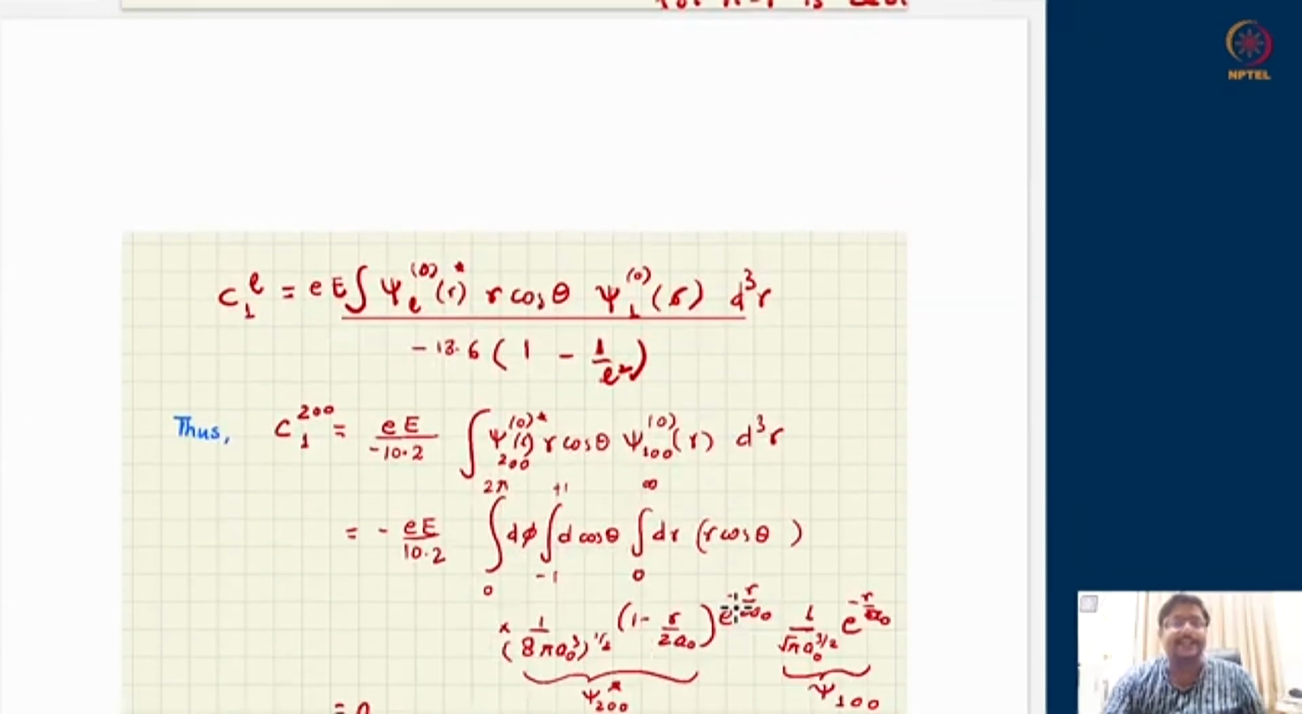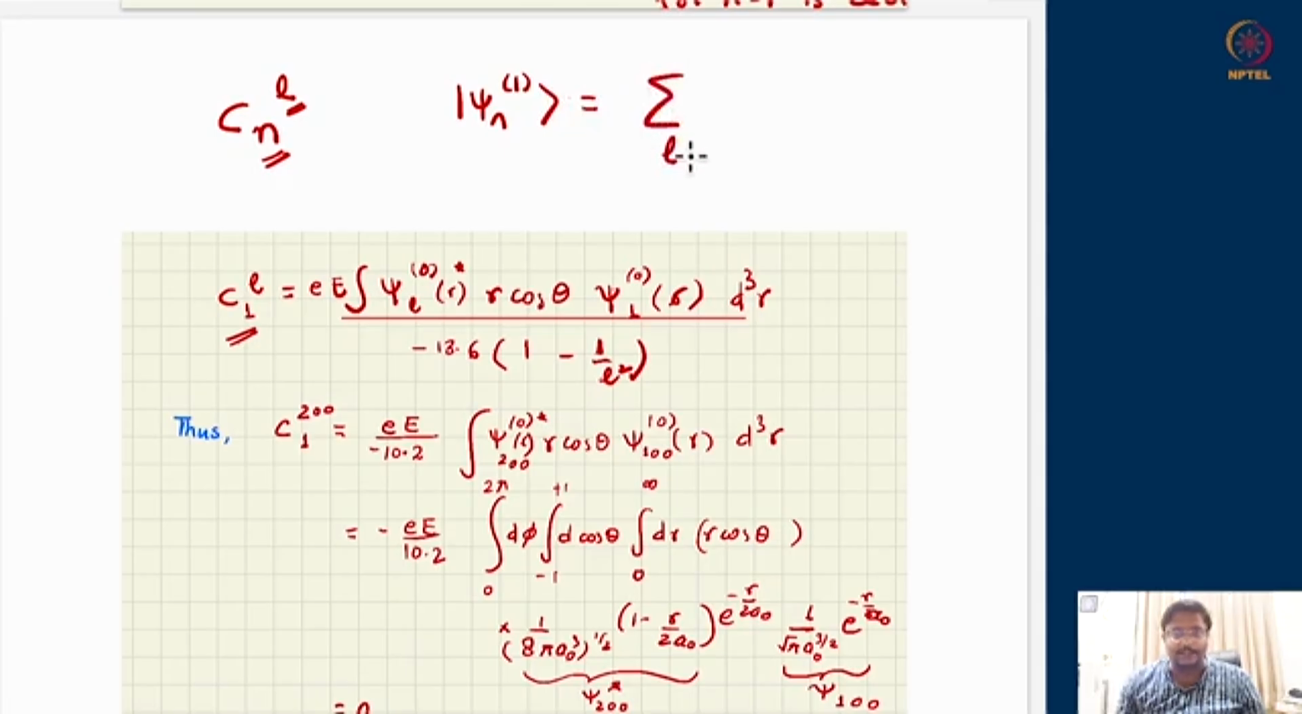In order to know that, I need to compute these coefficients C1L. If C1L happens to be 0 for all L, then I can say that there are no changes in the ground state wave function as well. Remember, we had learned that we have to compute CNLs, because these CNLs decide what the first order correction is. Psi n1 was supposed to be summation over L, for all the states which are not n, of CNL and then psi L of the unperturbed basis.